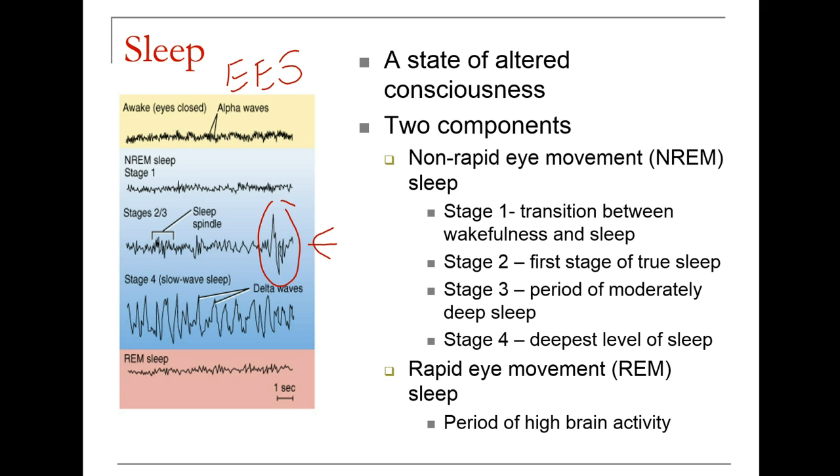Now, throughout the night, when you first begin to fall asleep, you'll go through stage 1 to stage 2, 3, 4, and then you'll come back up from 4 to 3 to 2 and go into REM sleep. And you'll continue to have these sleep cycles throughout the night until hopefully you have accumulated a significant amount of time within REM sleep.